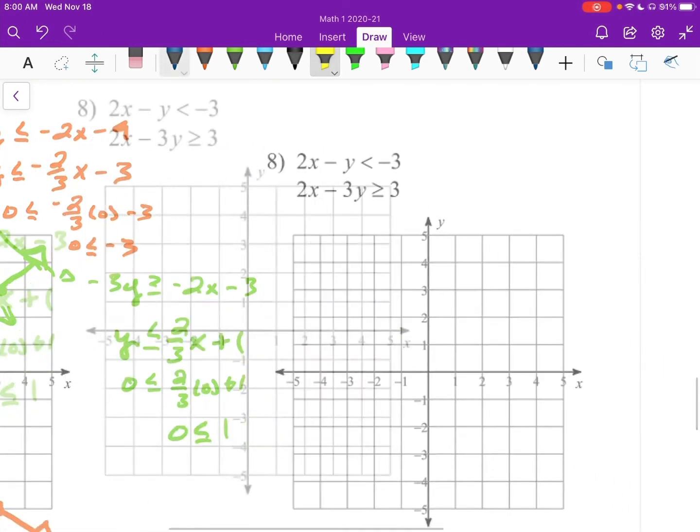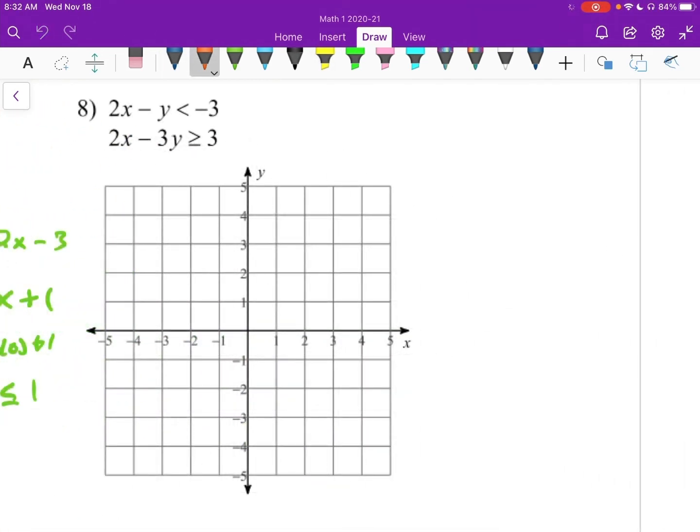All right, number 8, last one. Okay, number 8. I'm going to start off with this orange one. I'm going to pull it over here. And I'm going to subtract 2x to the other side. So I'm going to have negative y is less than negative 2x minus 3. Now I'm going to divide by negative 1, or you can think about it as multiplying by negative 1. I'm going to switch the signs of everything. So y, and then I need to swap the direction of this. And I'm swapping the direction because I multiplied or divided by a negative number.